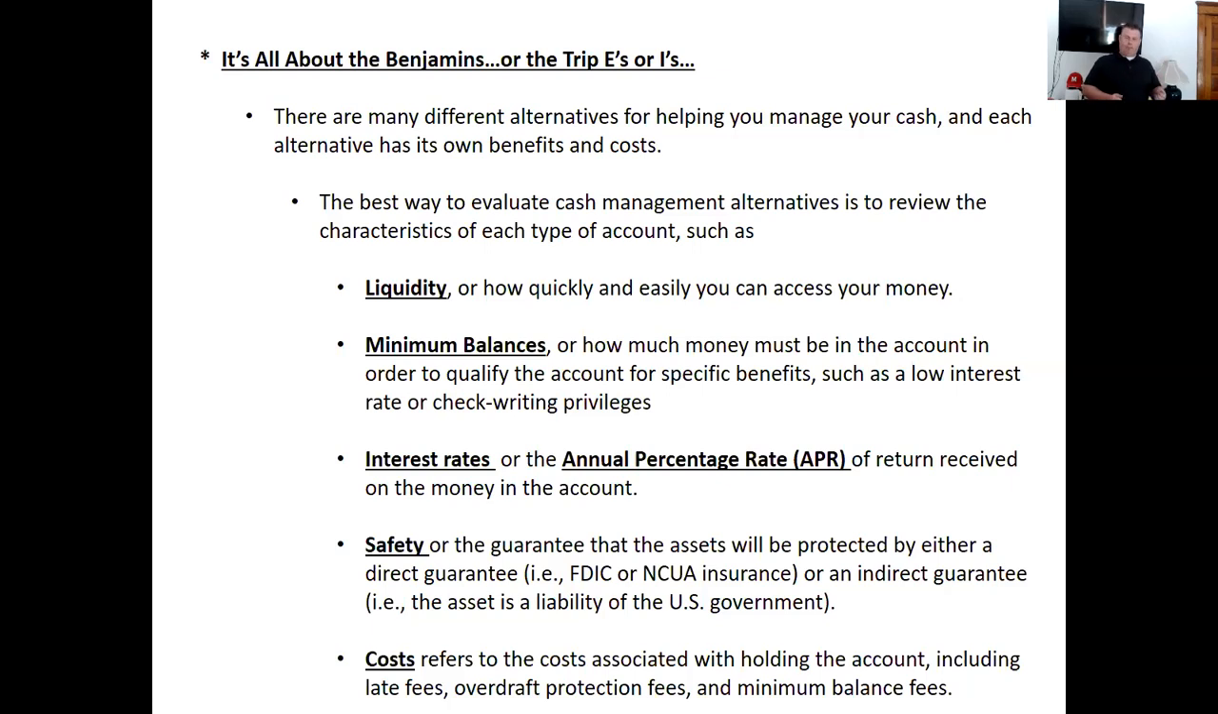The safety, or the guarantee that the assets will be protected by either a direct guarantee or an indirect guarantee. What we mean by a direct guarantee usually is some kind of insurance, that if the bank's robbed or if they go under, your money will be protected. The insurance company will pay you.